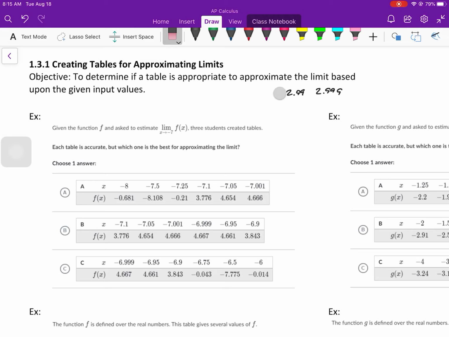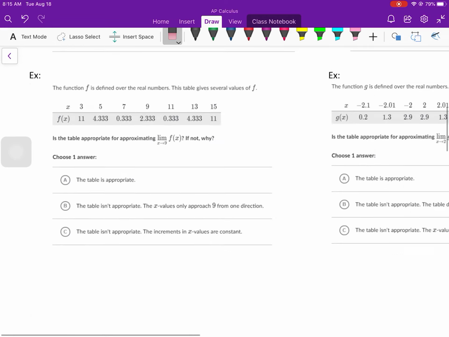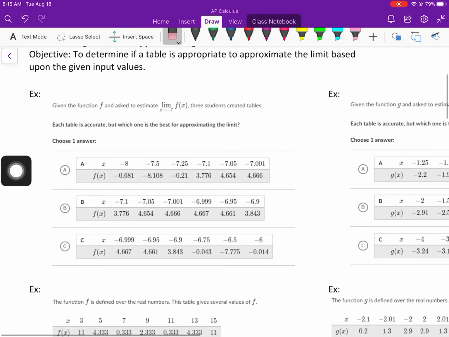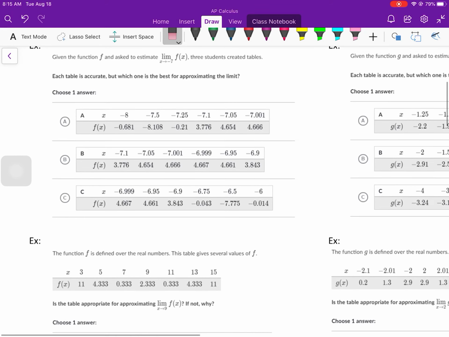We want that to just keep going and see what it's getting closer and closer to. Also, remember, with limits, unless it specifies a left or right hand limit, we need to check both sides, because if it doesn't have the same limit from both sides, then the limit does not exist. I think if we get down here to 1.3.3, you'll see it's one-sided limits, where it will specify the little plus sign or minus sign that they want the limit from the left or the limit from the right. So let's look at these examples.